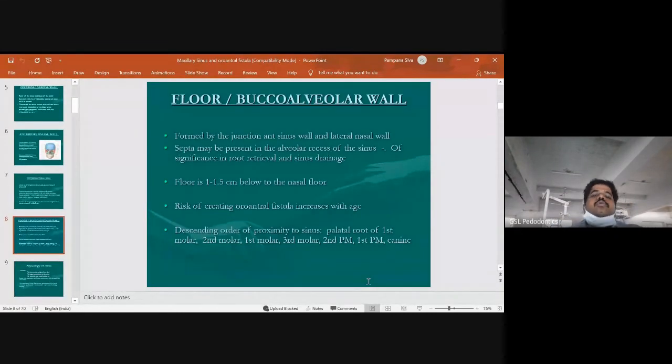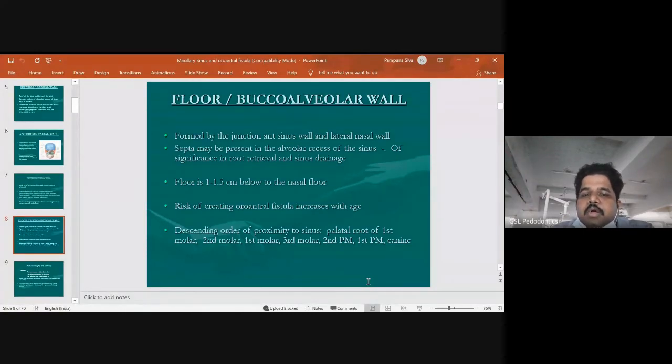Coming to the floor or the buccal or alveolar wall. Okay, it is the thickest of all the walls of your maxillary sinus, formed by the junction of sinus wall and lateral nasal wall. And in this, you have multiple septa dividing into multiple segments of maxillary sinus, which you can visualize in your common orthopantomograph. You can see multiple scalloped margins of your sinus in the floor of the orbit. Okay, it is usually present 1 to 1.5 centimeters below the nasal floor. So it is always below the nasal floor.